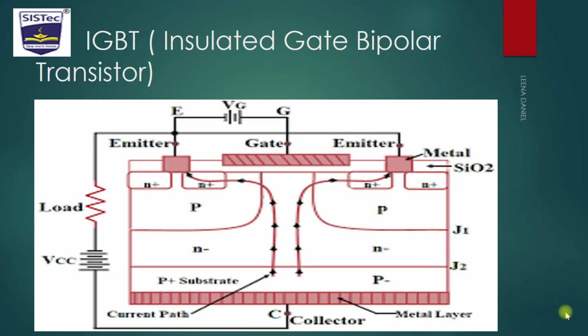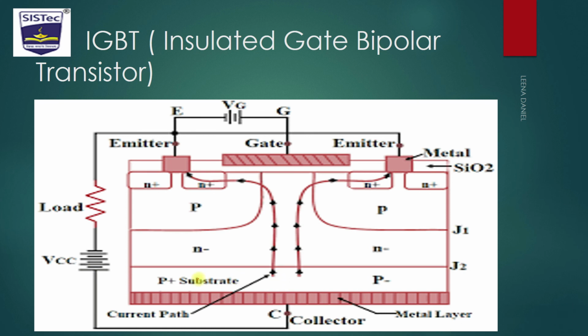Let's see the next device. Next is the IGBT, insulated gate bipolar transistor. It is also a transistor, but here we use an insulated gate. Actually in MOSFET also we use an insulated gate, where we use an SiO2 layer, and here also we use an insulated gate. But I will explain further what the difference is between the IGBT and MOSFET. First, see the construction of the IGBT.